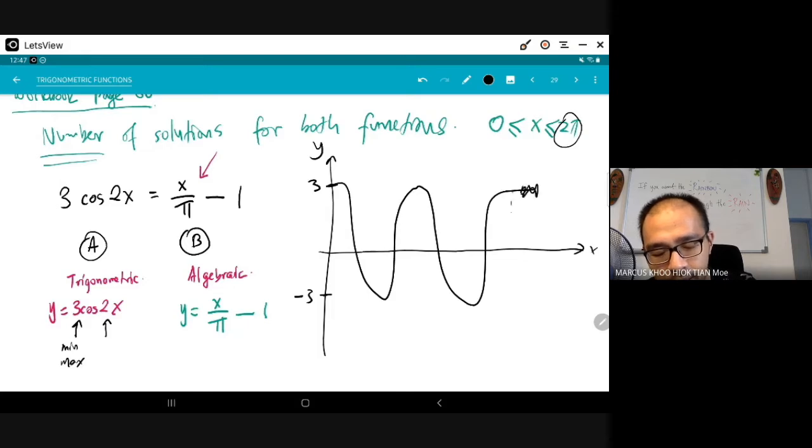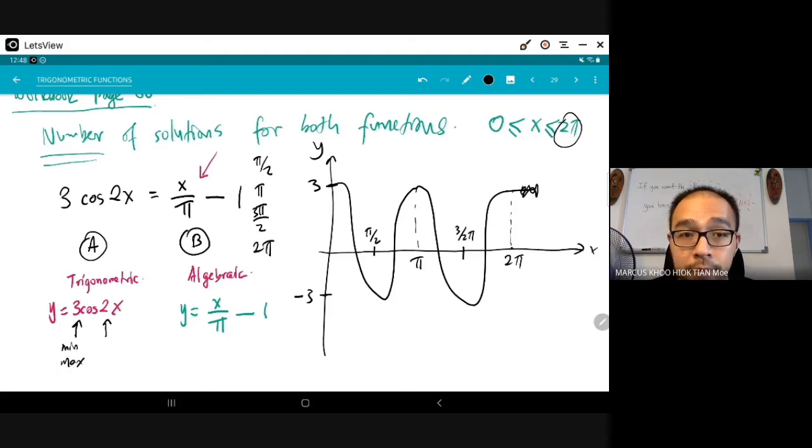So this one is 2 pi. Put in the other 3 values: pi over 2, 3 over 2 pi, and 2 pi. So halfway will be pi, and then halfway of that will be pi over 2. Halfway of this will be 3 over 2 pi. So that's how this graph is drawn. This is y equals 3 cos 2x.